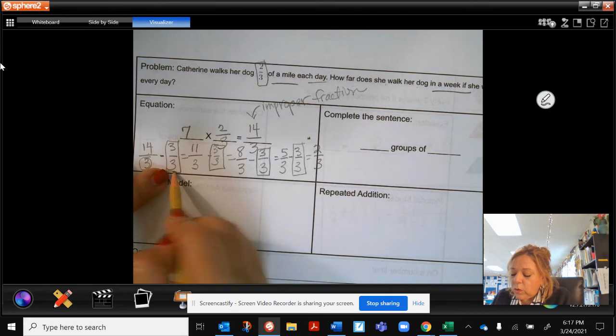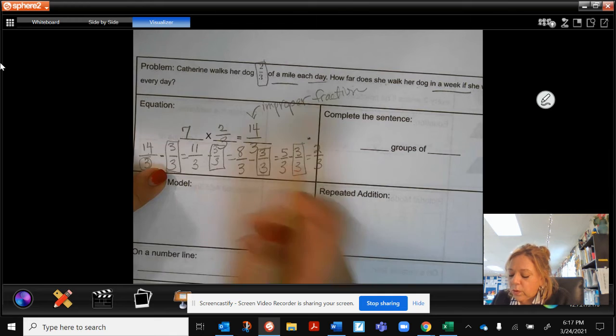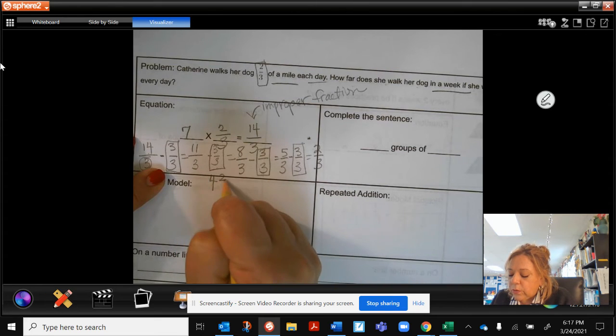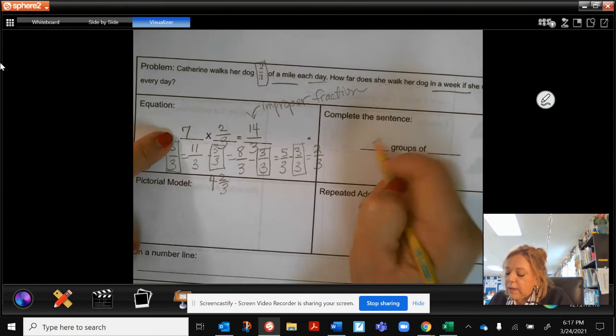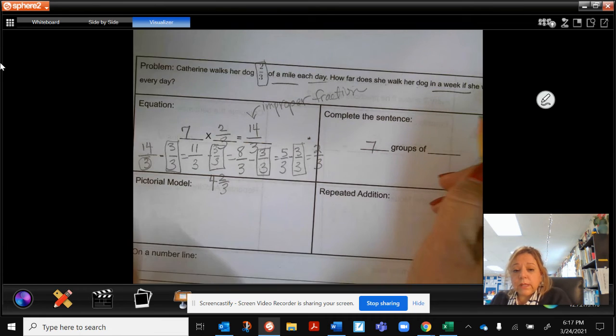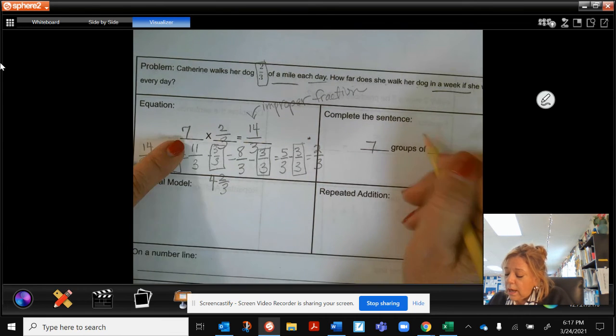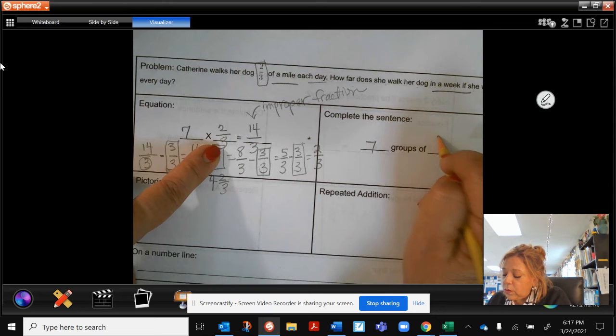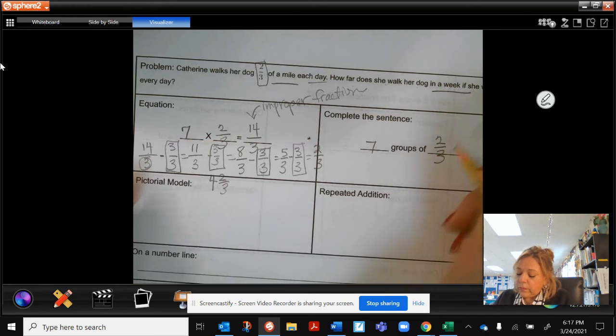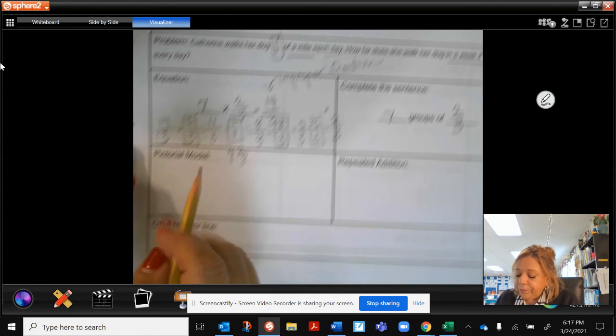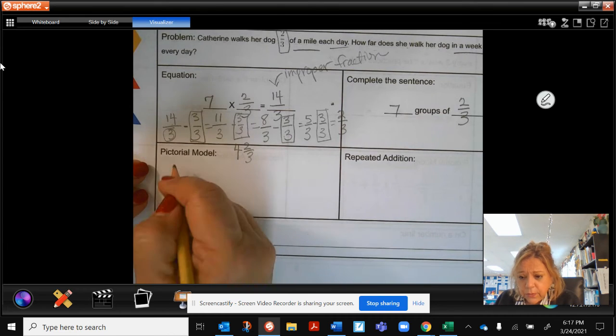So this is 1 whole, 2 wholes, 3 wholes, 4 wholes. So it's 4 2/3. I'm going to have 7 groups because there are 7 days in a week of 2/3. I'm going to draw a model. Same type of concept with the rain.